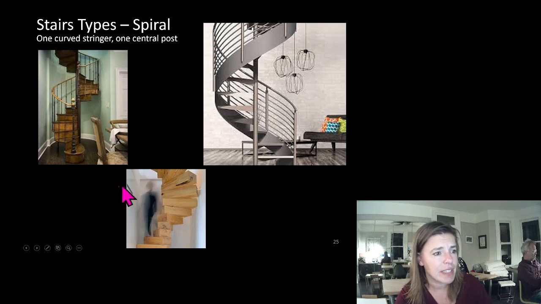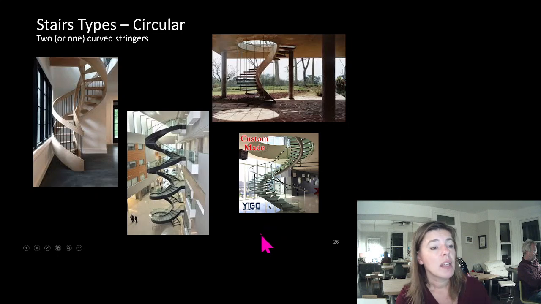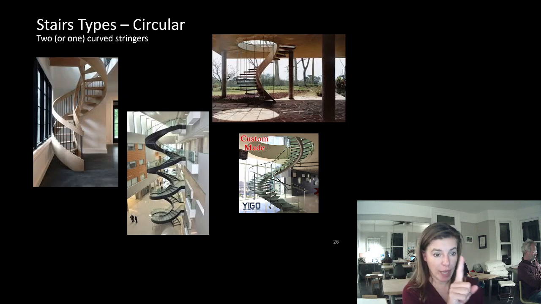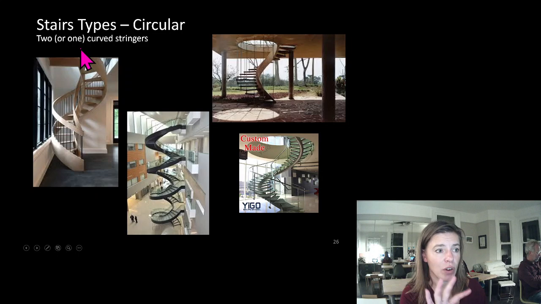I love this. I think it's gorgeous. So here is one where they haven't tightened it quite as much. Some people call these circular stairs because they're not curved so tight that they're a spiral with only one stringer, or the center stringer becoming a post. But you can imagine this one is pretty darn close to being a post. The tighter it curves in, the more like a post it is.